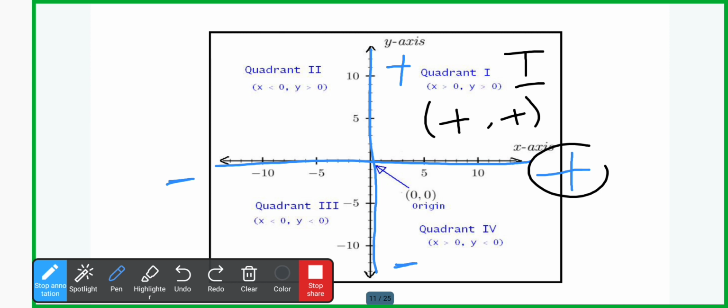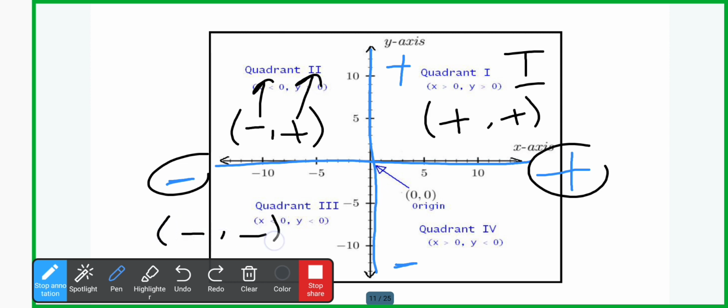When we talk about quadrant 2, here the x-axis is negative and the y-axis is positive. So whatever the number is, the x coordinate would be negative and the y coordinate would be positive. In the third quadrant, both are negative. And in the fourth quadrant, x is positive and y is negative.